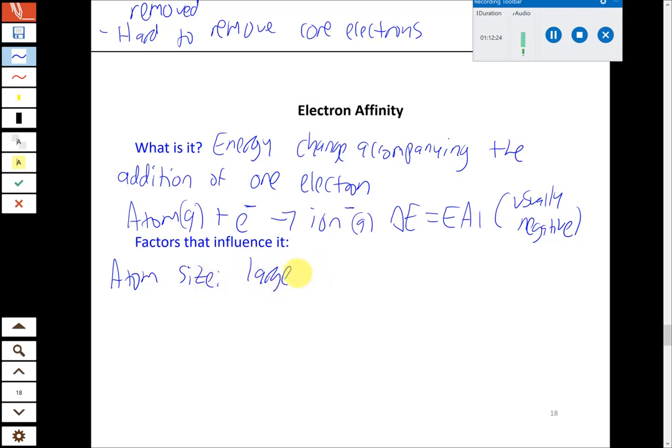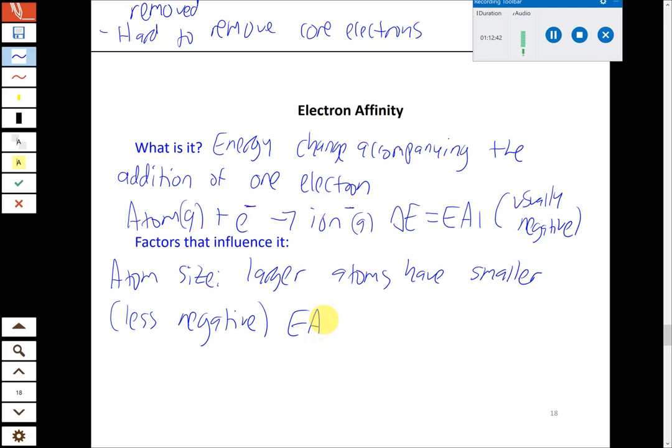So the larger atoms have smaller, and when we say smaller, we mean less negative. So typically we're talking about the magnitude of the electron affinity. So as the atom gets larger, the electron that we're adding is further away, so the attraction to the nucleus is weaker, so you basically gain or lose less energy by doing that. And then also the effective nuclear charge. So really the same things that affect ionization energy also affect electron affinity.